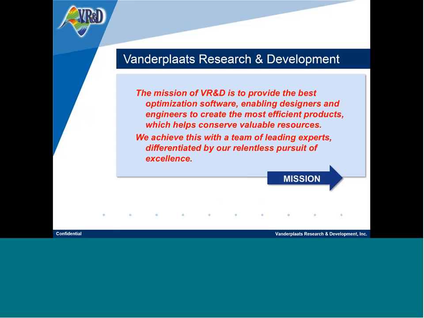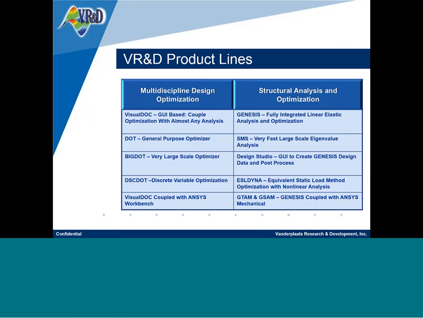We have two product classes or product lines. One is the multidisciplinary optimization line, where VisualDOC comes in. That's the flagship product for that line, and Dr. He will talk a little bit more about VisualDOC. On the structural side of things, we have another line, and the flagship there is Genesis. We also have other interfaces or GUIs related to Genesis, but Genesis is the flagship product there.